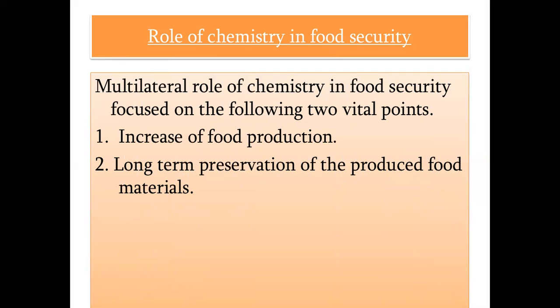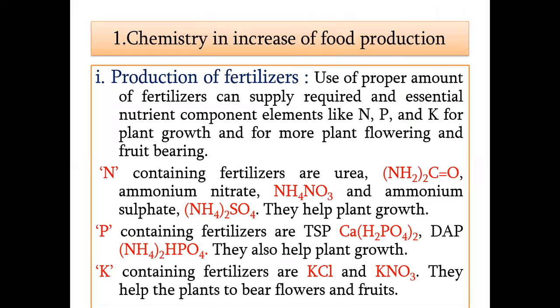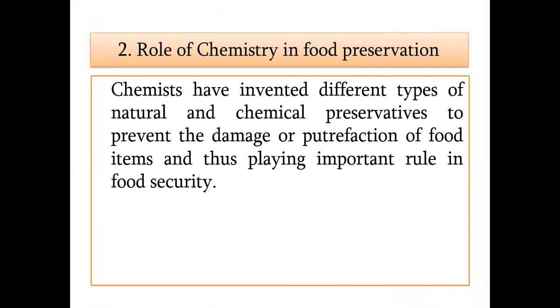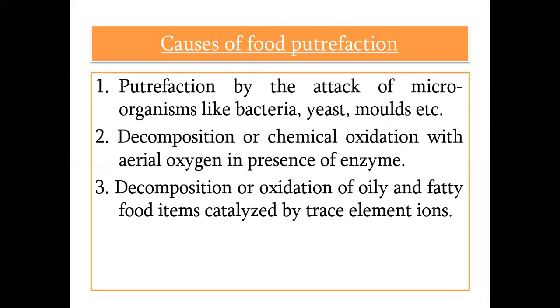For increasing food production, we use different fertilizers and insecticides. And secondly, for long preservation of food materials, we use different chemical preservatives. So it can be said that from increasing food production to preserving food, chemistry and chemicals are used. This is the production of fertilizer: nitrogen containing, phosphorus containing and potassium containing fertilizer. This is the production of insecticides.